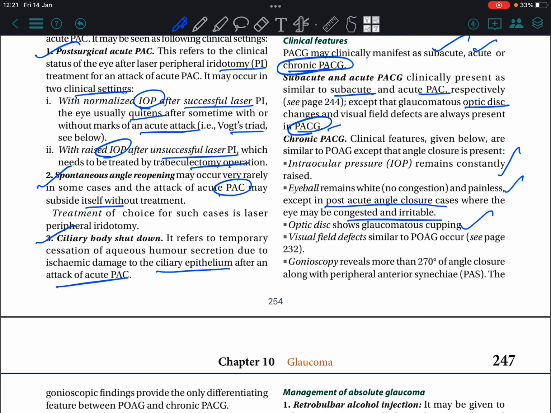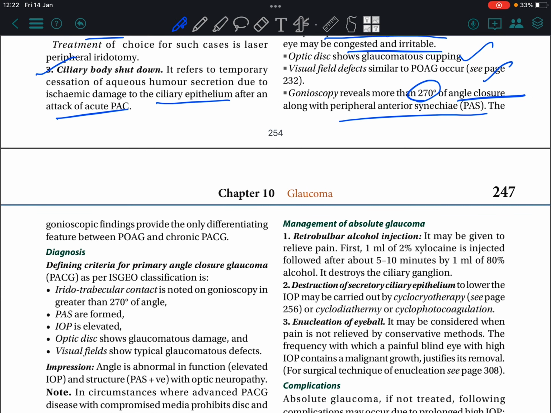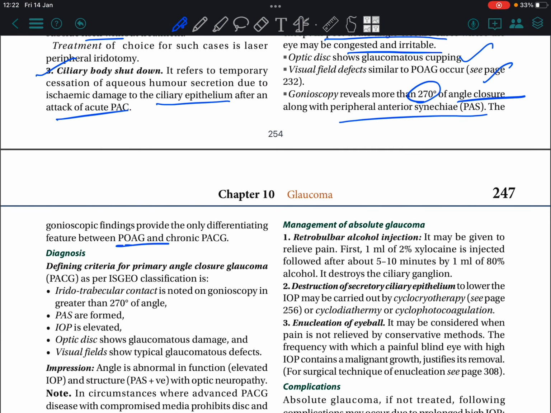Optic disc shows glaucomatous cupping. Visual field defects are similar to POAG. Gonioscopy reveals more than 270 degrees of angle closure along with peripheral anterior synechiae. The gonioscopy finding provides the only differentiating feature between POAG and chronic PACG.